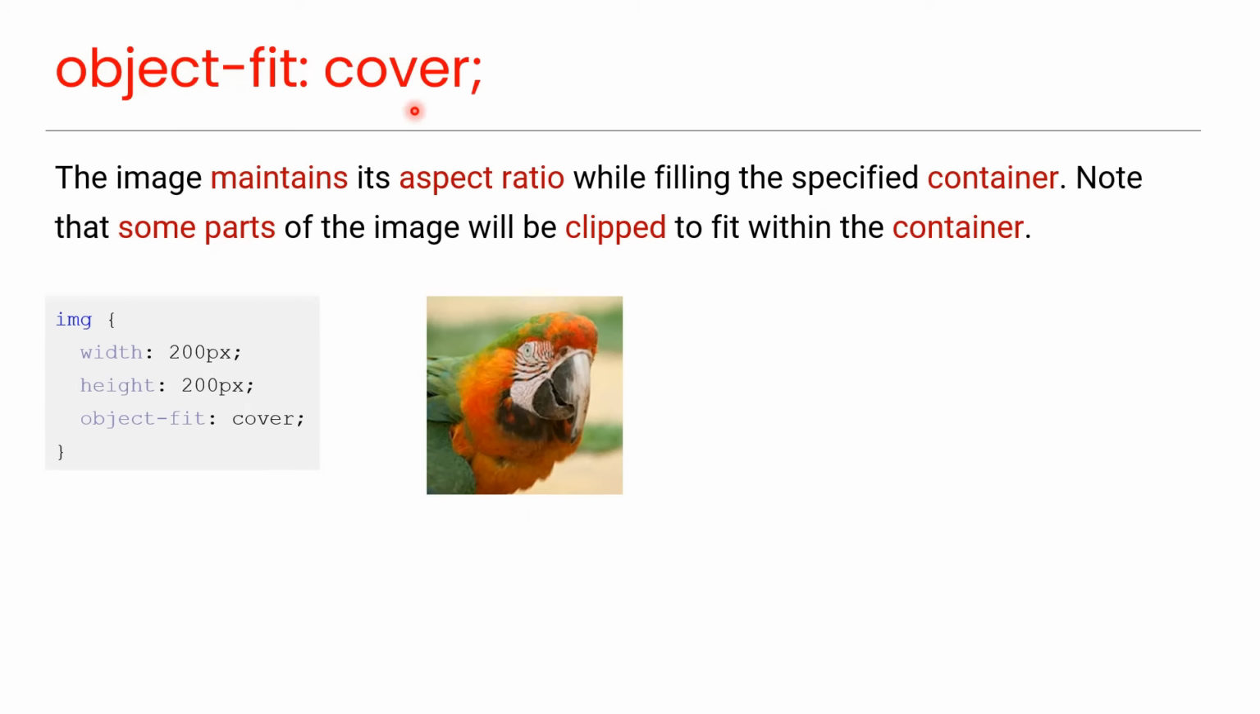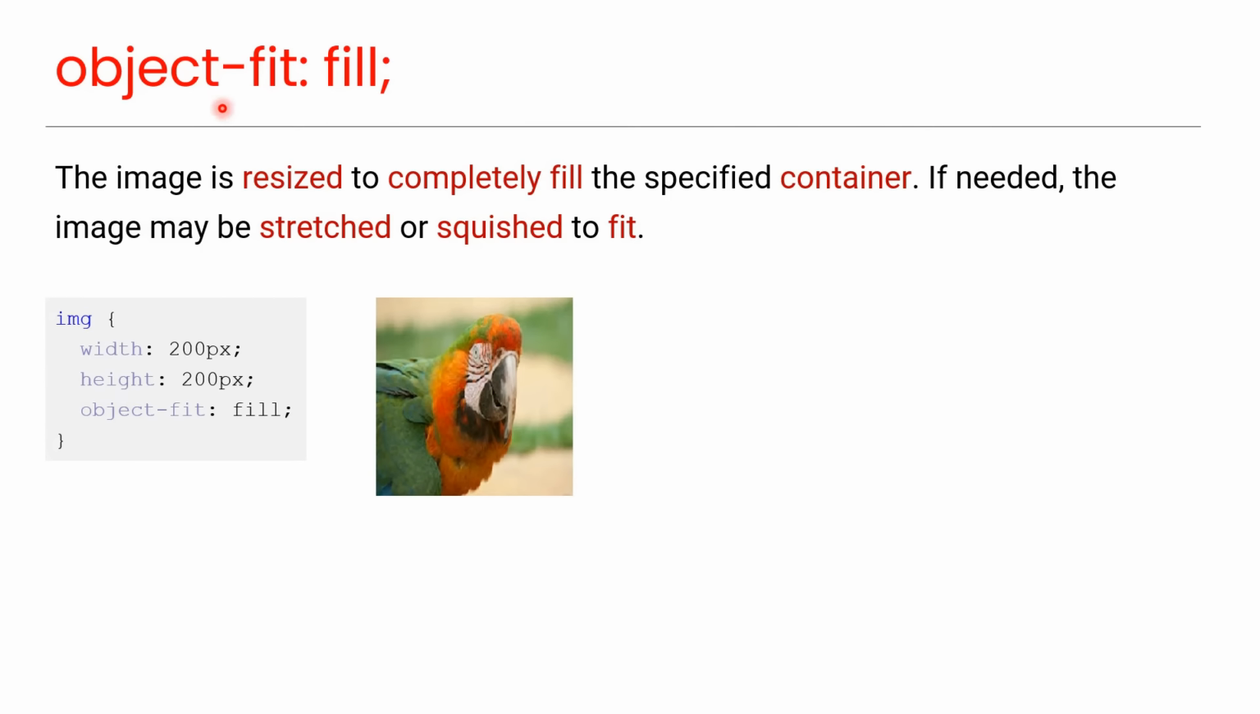Object-fit: cover. The image maintains its aspect ratio while filling the specified container, as you can see in this code. And you can see the preview here. Note that some parts of the image will be clipped to fit within the container. Object-fit: fill. The image is resized to completely fill the specified container, as you can see in this code. And you can see the preview here. If needed, the image may be stretched or squished to fit.